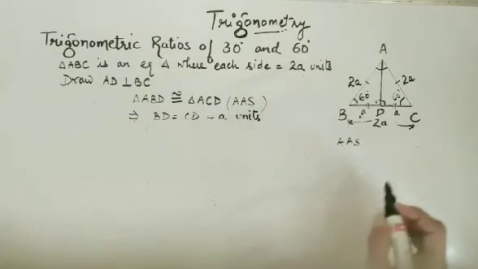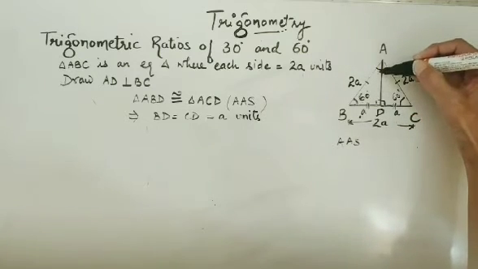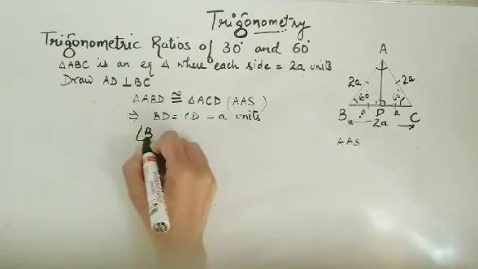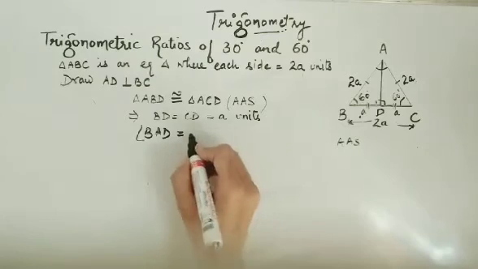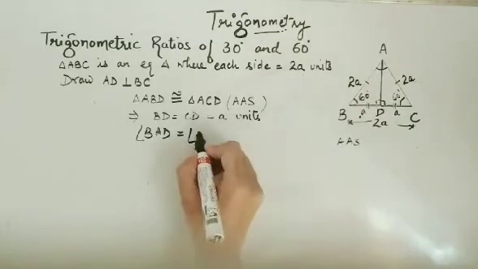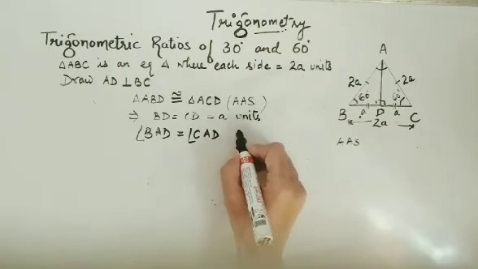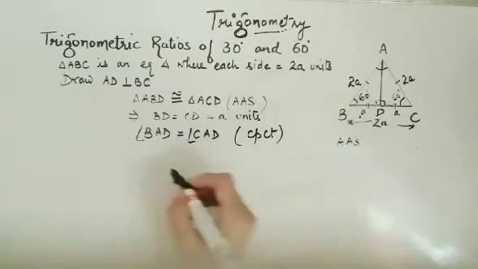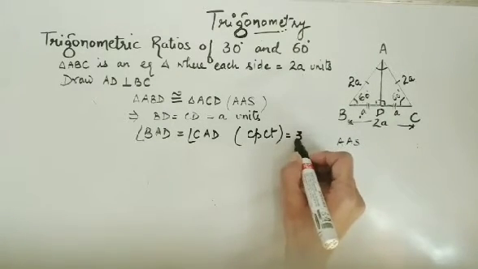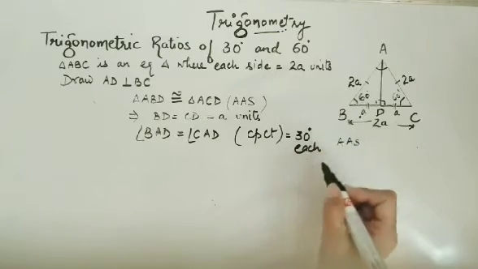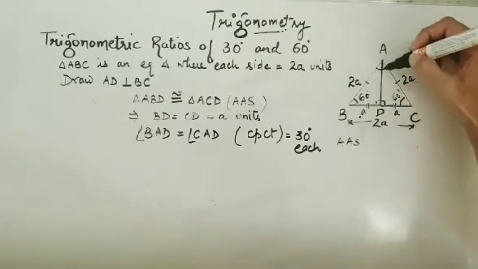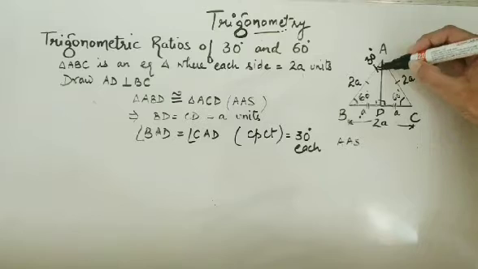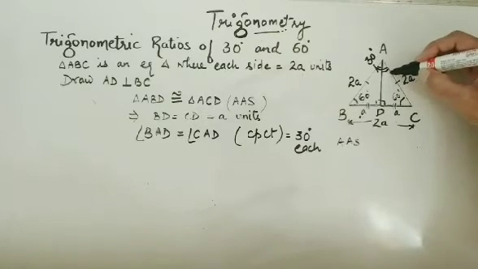Then look at the angle over here. Even the angles: angle BAD would be equal to angle CAD. The reason we know it's CPCT. But what would be the measure of the angles? These two would be 30 degrees each, because the total was 60, so half of it makes it 30. So this angle is 30. Even this is 30.